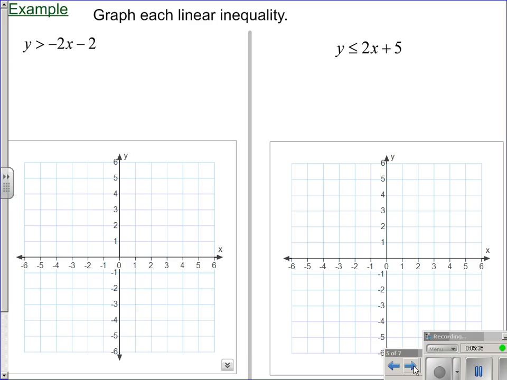So there is a quicker way if the equations are in that y equals mx plus b form. But you're still going to do the same kind of thing. Graph that line like it's an equation. So we've got a y-intercept of -2. We're looking at the one on the left here. You got a slope of -2. So going down 2 over +1, it's not an or equal to, so we have a dashed line.